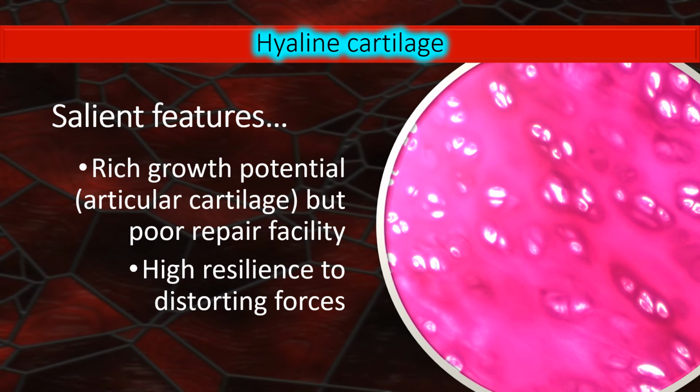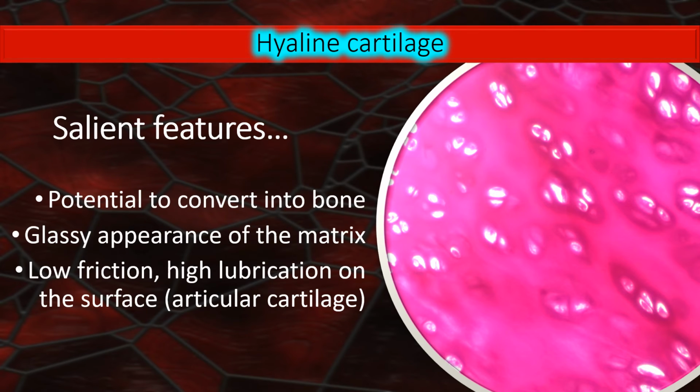The repair facility, however, in the case of articular cartilage varies. It's not as good as the other parts of the cartilage. That's the reason why if the menisci or the disc is torn, the chances of healing secondary to a good repair may be a difficult possibility. I already mentioned the high resilience to distorting forces, as in the case of any cartilage. Hyaline also has this compliance.